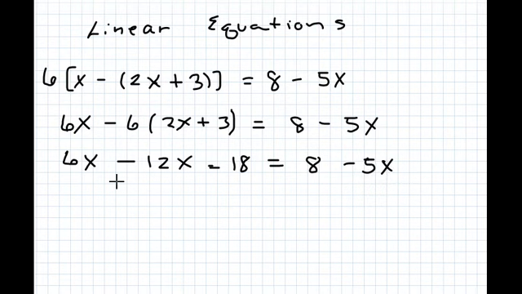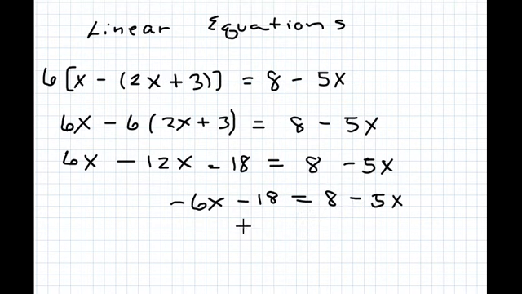Alright, now what we want to do is collect our like terms. So we have a 6x minus 12x, and 6 minus 12, well, that would be a negative 6. And that's really all the like terms we have on the left hand side.